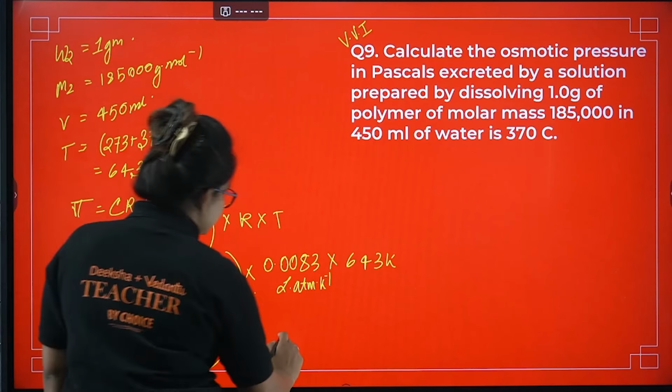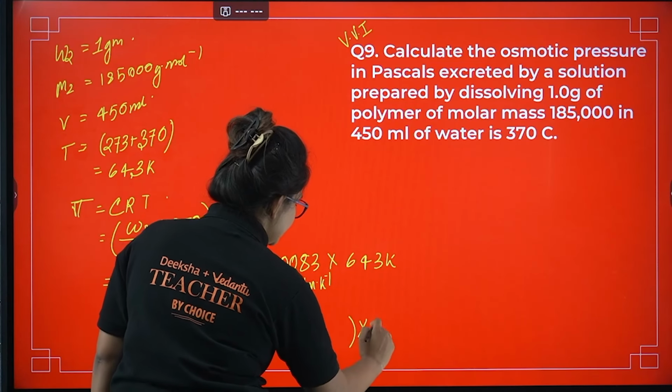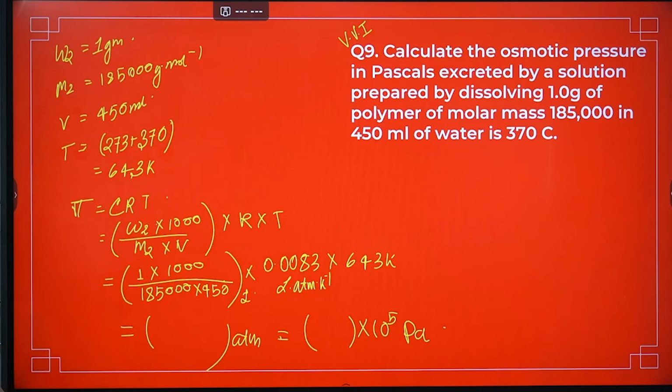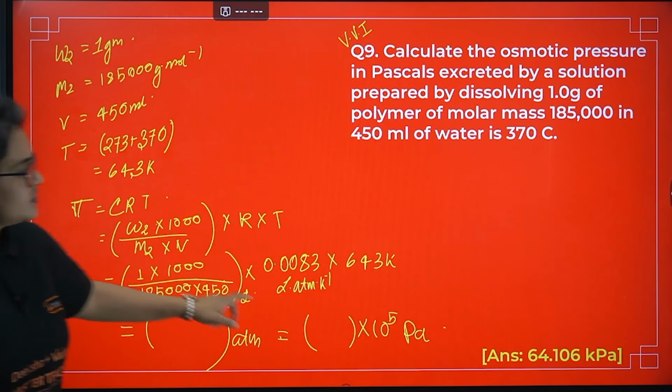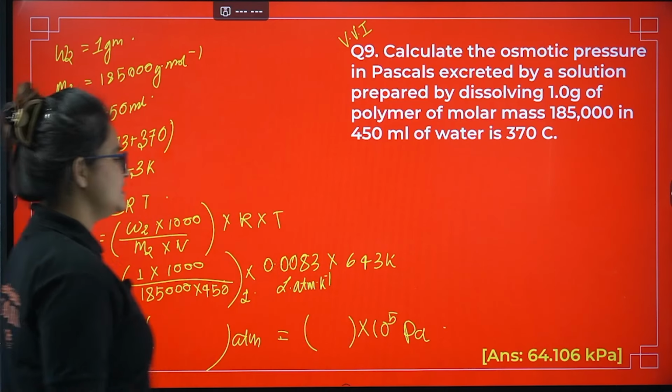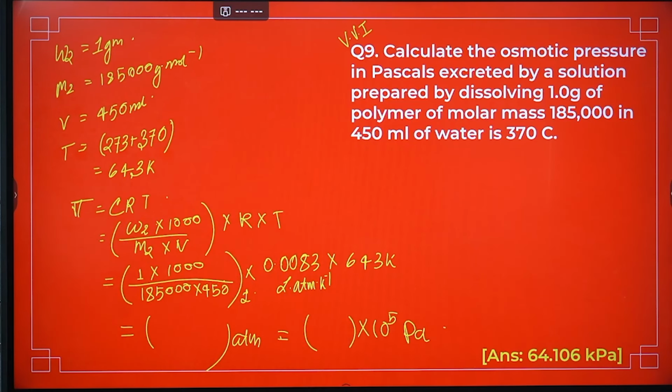Okay, so from this particular value, if you just multiply by 10 power 5, you will end up with the Pascal value as well. Okay, so let's see. Here you can see 64.106 kilopascal you will end up with. I guess this is clear to you.